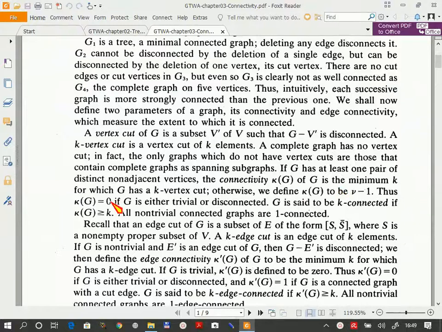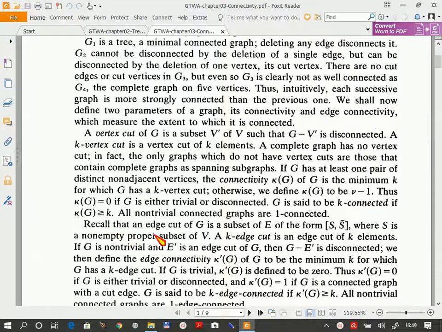So what happens if you have kappa of G equals 0? It is either trivial or disconnected. Trivial is a graph with just one vertex and as many loops as you want, or a disconnected graph. G is said to be K connected if kappa of G is greater than or equal to K. All non-trivial connected graphs are at least one connected, okay?